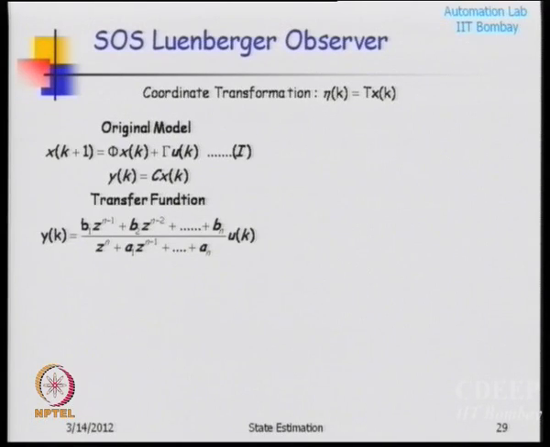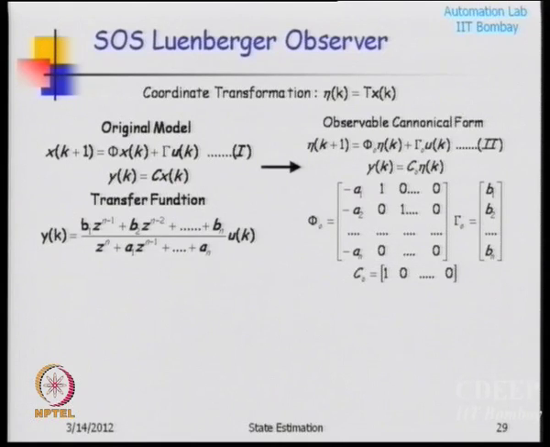If you look at the transfer function, you can write the canonical form. What is the advantage of canonical form? The advantage of canonical form is that the characteristic polynomial coefficients appear as the first column. Right? The characteristic polynomial will appear as the first column. Okay. See, this kind of a nice thing is not available when I have general phi.